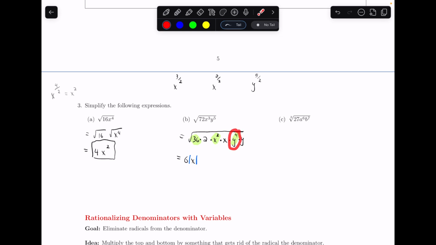For the square root of y to the 4, that becomes y to the 4 over 2, which is y squared. No absolute value needed because this has an even power, so it's guaranteed to be non-negative already. And then all the other terms here don't have a nice square root, so they just get multiplied together. They stay in the root, 2xy, and we got it.